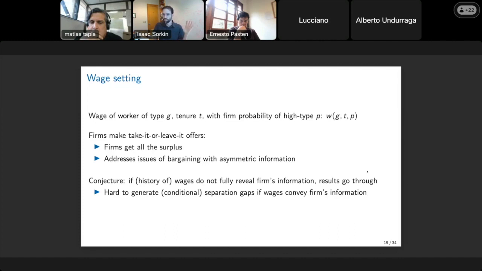The empirical defense of living in this world is that if wages were to convey all of the firm's information, then it would be hard to generate conditional separation gaps. The conditional separation gaps that we saw, where at low levels of tenure Black workers are more likely to separate than white workers, would be hard to generate if wages conveyed all the firm's information, because then there'd be no unobservable explanation for these differences in separation rates. So I think this is a semi-reasonable assumption. It would be nice to be a little more formal about why this makes sense.